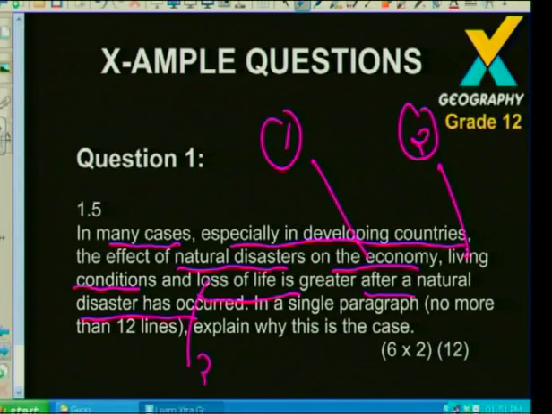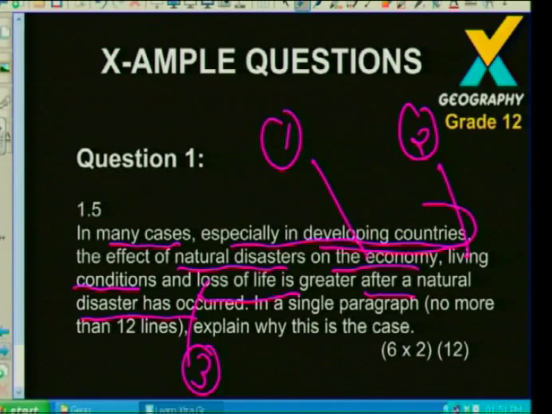Loss of life is three issues here, all right? So there's three different issues we had to look at in order to answer this question. So we're saying all these things: the disaster on the economy, the disaster regarding living conditions, and disaster according to loss of life. Also, we looked at especially developing countries.